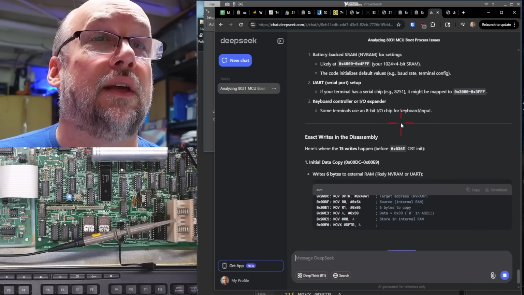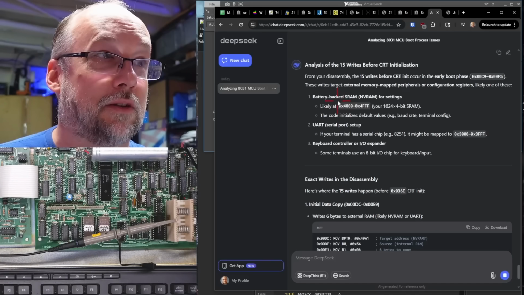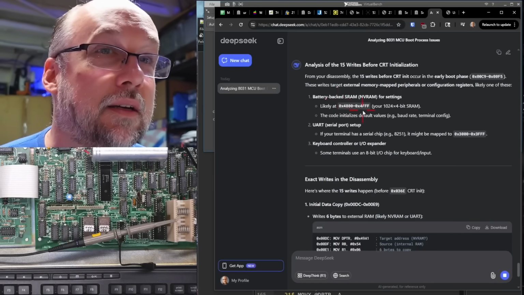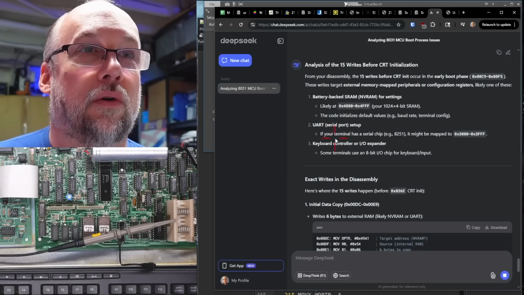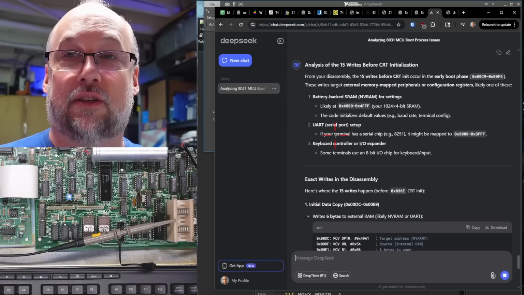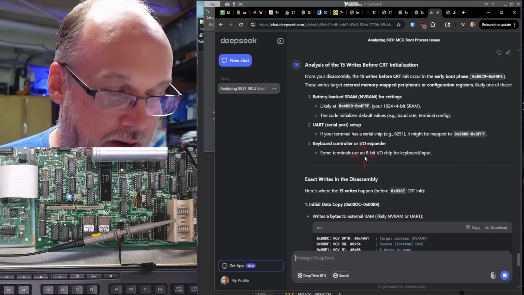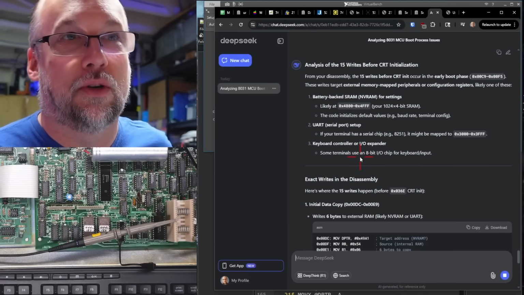Okay, so it's still thinking, but it's saying here that it looks like it's either writing to the battery backed up SRAM, which is that chip we just identified that I didn't see in the first part, or it's talking about a serial UART. Well, this thing doesn't have a serial UART. I presume it's using a serial port that's built into the microcontroller, and we don't have a keyboard or IO expander chip either. We don't really know how the keyboard is working yet.